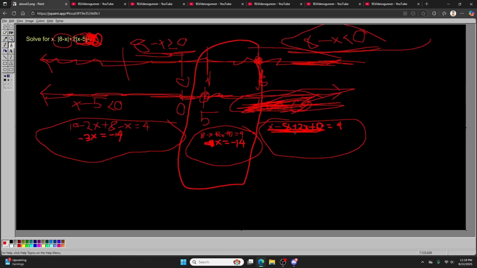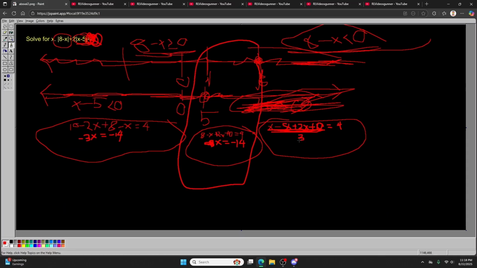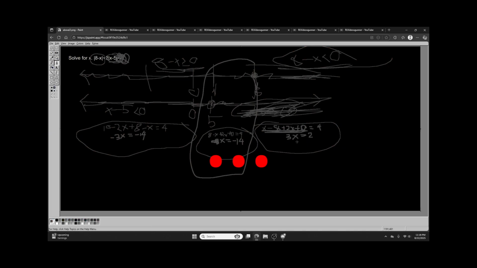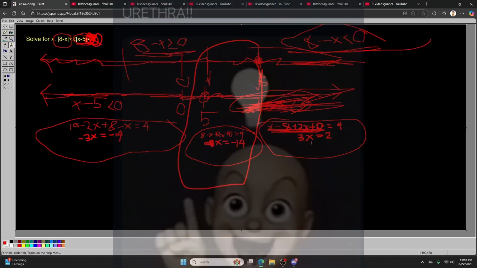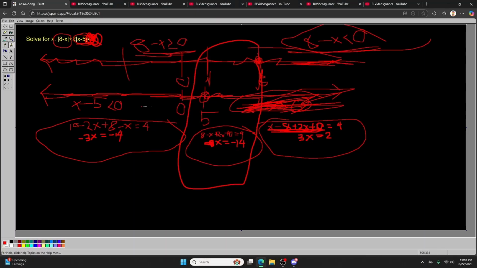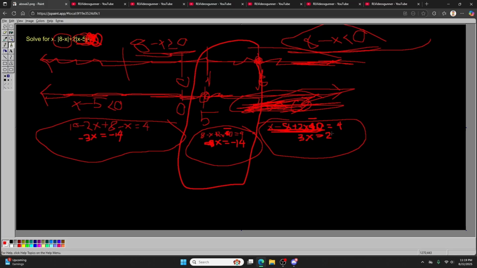Alright, and now for the last one. We have this guy. We're gonna do 3x equals 4 minus 10, -6, plus 8. It's 2. That's a fake number. Oh, wait. I know what's going on here. This is supposed to be negative. This is supposed to be negative. So you add it anyways.